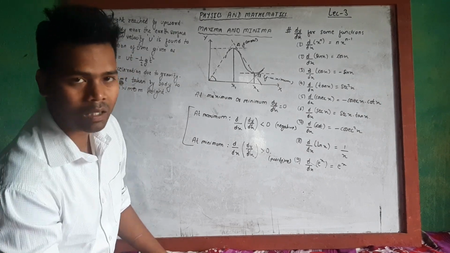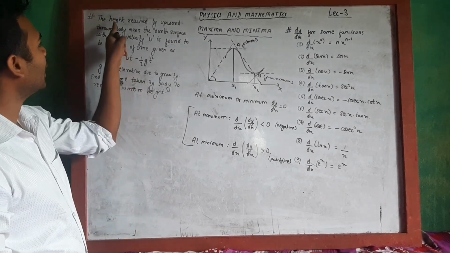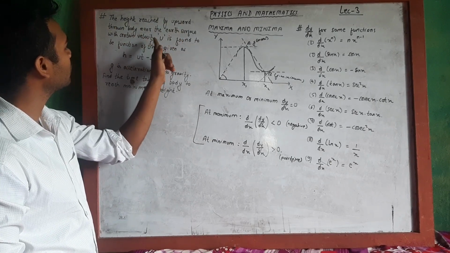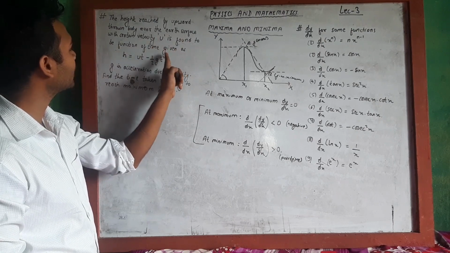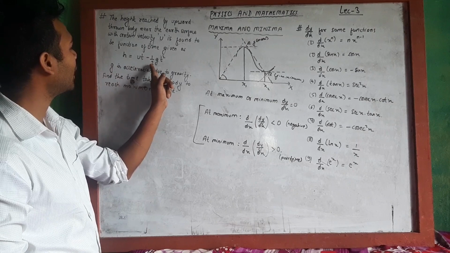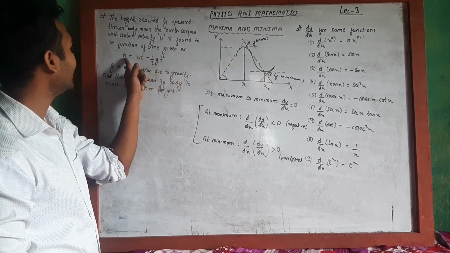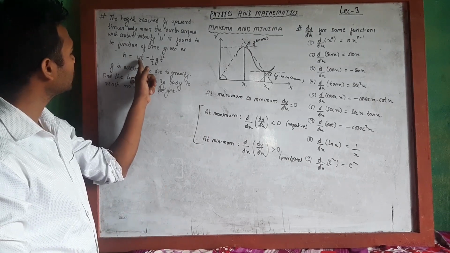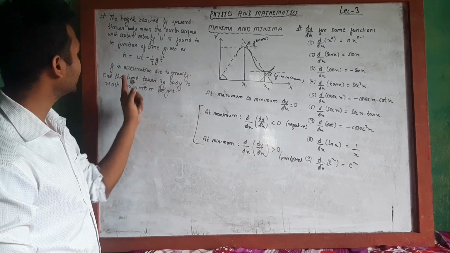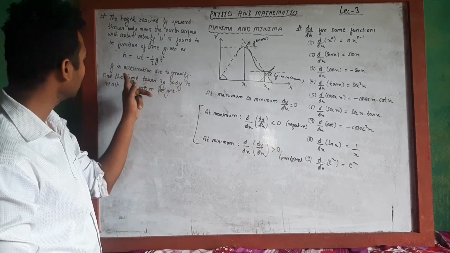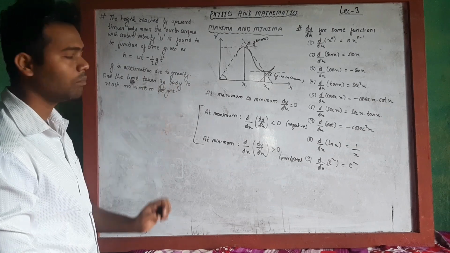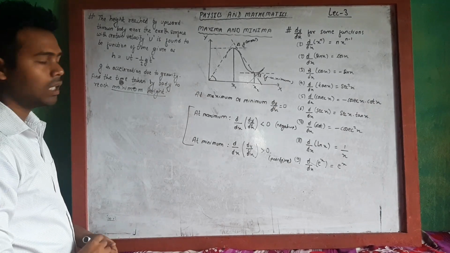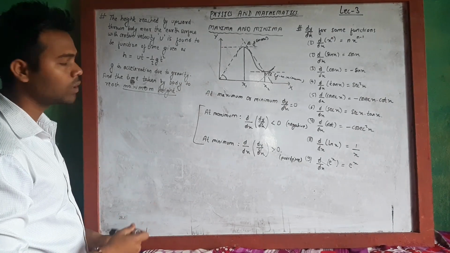Here let's take one example. The height reached by an upward thrown body near the earth's surface with a certain velocity u is found to be a function of the time, given as h equals ut minus half gt square. Here g is the acceleration due to gravity, which is a constant, and we have to find the time taken by the body to reach the maximum height.